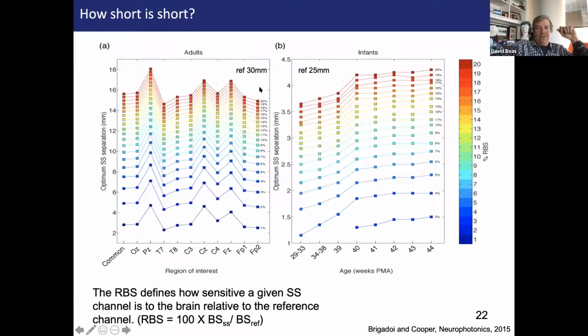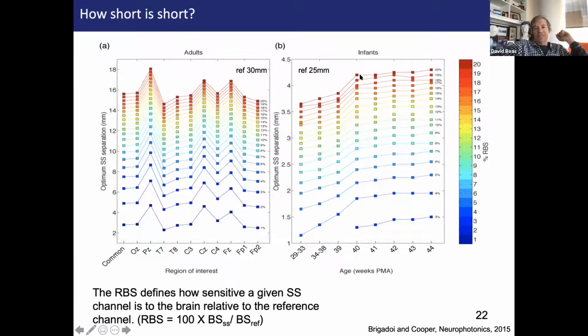So remember, in adults, at 30 millimeters you're maybe 10% sensitive to the brain. If we want to hit this metric of 10% relative brain sensitivity for the short separation, that means the short separation is going to be 1% brain sensitive or less, right? So it would be 10% of 10%. Basically in adults, as shown by this green color, you needed to be smaller than 12 millimeters. That's the justification for why I was always saying 8 millimeters. I feel comfortable that that short separation channel is not seeing the brain.